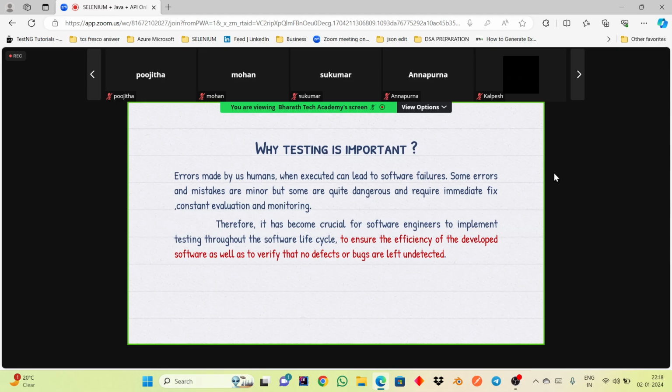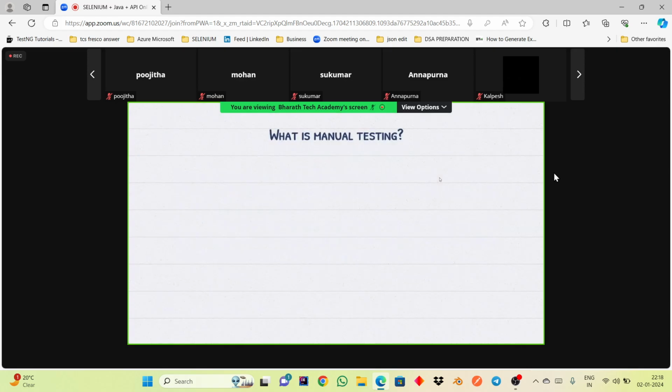It's not about eliminating people. So testing is very important, either manual or automation. Both things will be there, and compulsorily we have to do both when it comes to software testing. Okay, now we understood what software testing is and the importance of software testing. Now, what is manual testing?